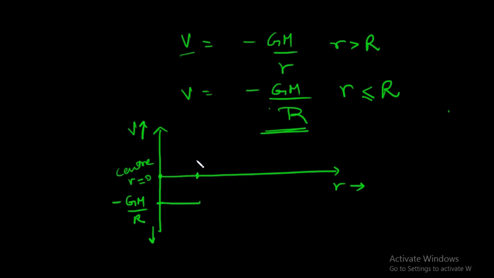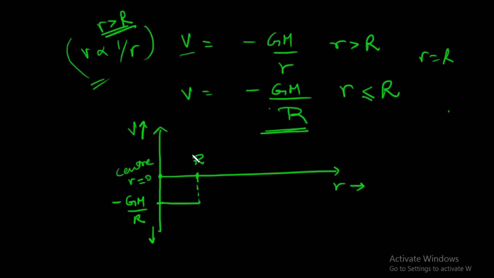Now we reach a point R. At R, both the potentials become the same, because when r equal to R, this will be Gm by capital R and this was also Gm by capital R. So now after R, what happens is this changes, because V is proportional to 1 by r when r is greater than capital R.